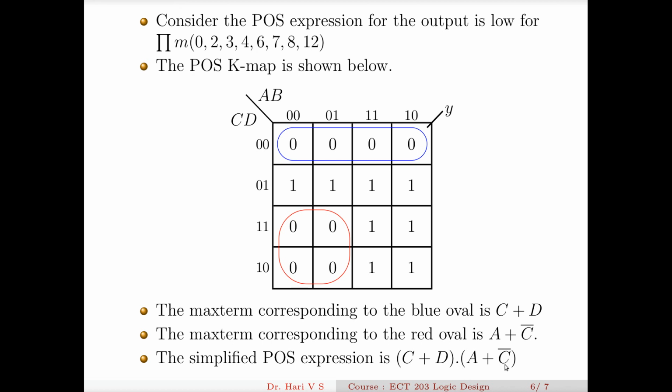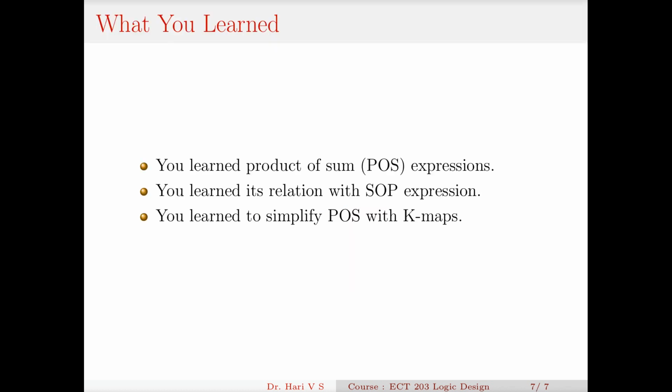This is how you enter the values in the K-map, group the zeros together, and get the product of sum expression. Now what you learned: you understood the product of sum expressions, then you learned the relation with the SOP expression, and you learned to simplify the POS expressions with the K-maps.